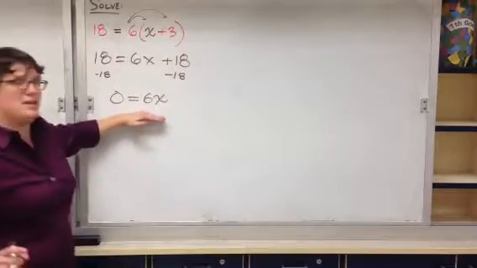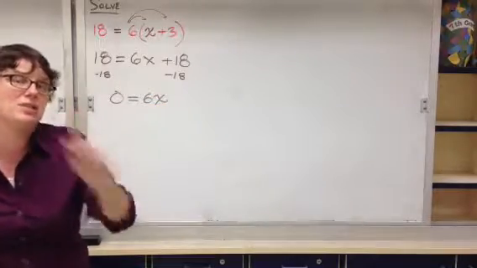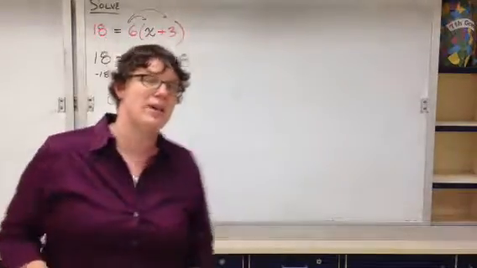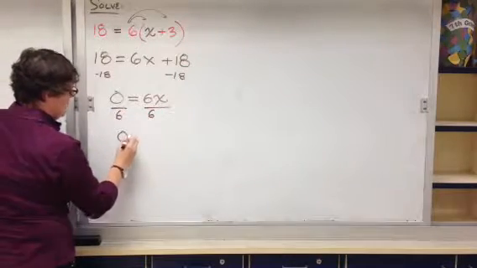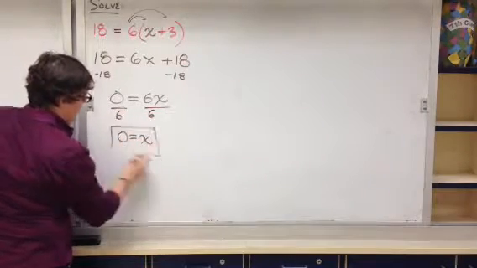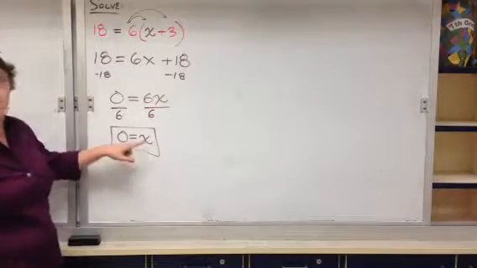There is a way to make this equation work. X is still involved, which means there is a solution. There's a particular way to make it true. I divide by 6, I divide by 6. It turns out the one and only solution to this equation is 0 equals x.